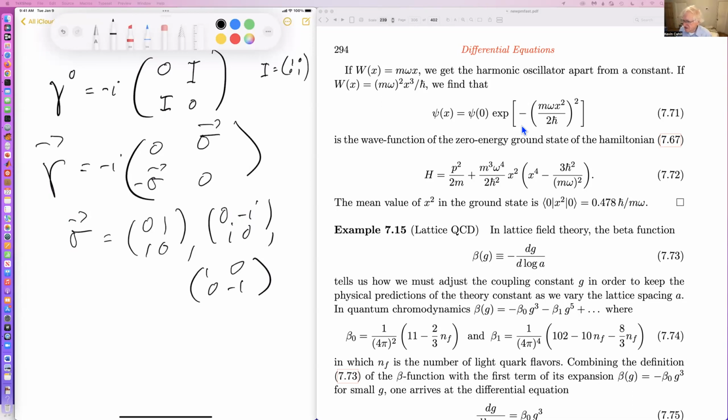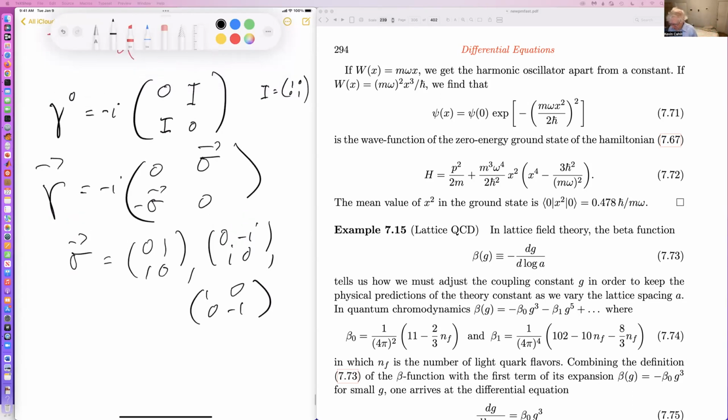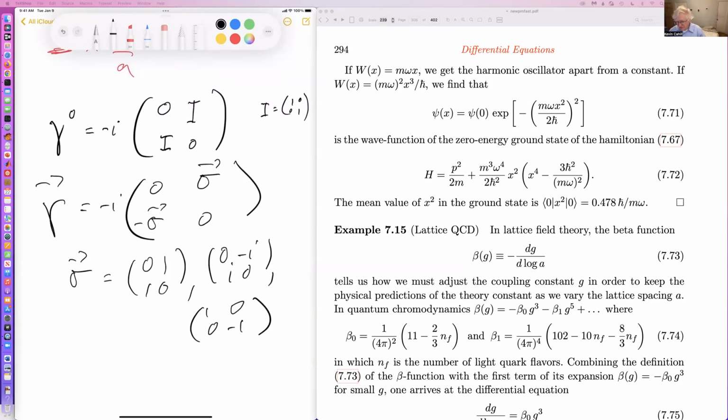Okay, so I think I've answered Shravan's question. So you're right, it is a rank 3. In some sense, it's a rank 3 tensor, but the way we normally think about it is 4 by 4 matrices. Okay, so I think I've said everything.